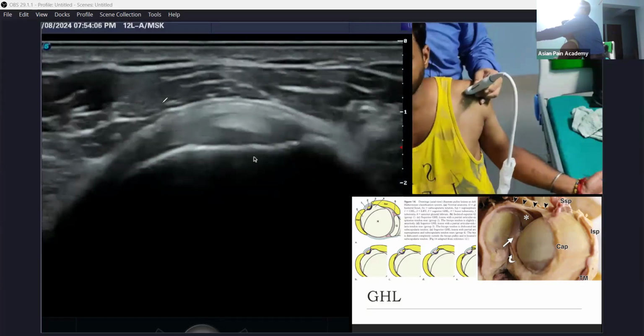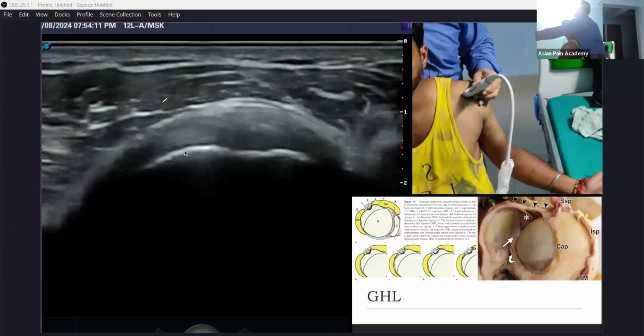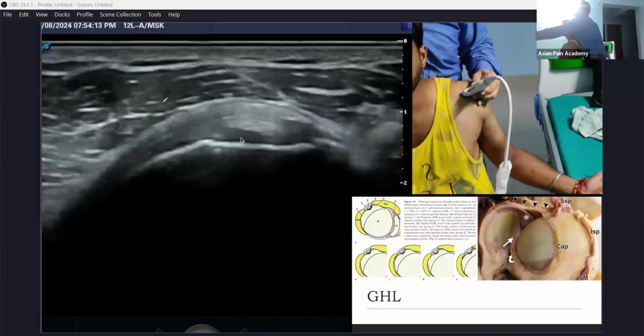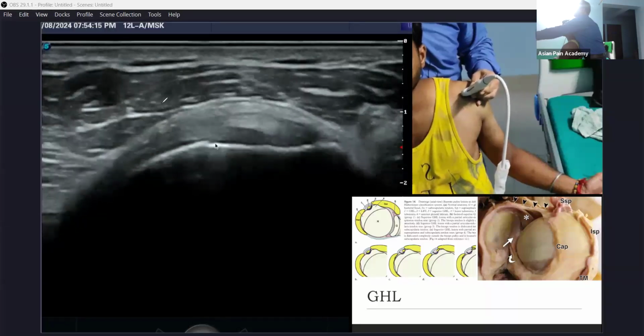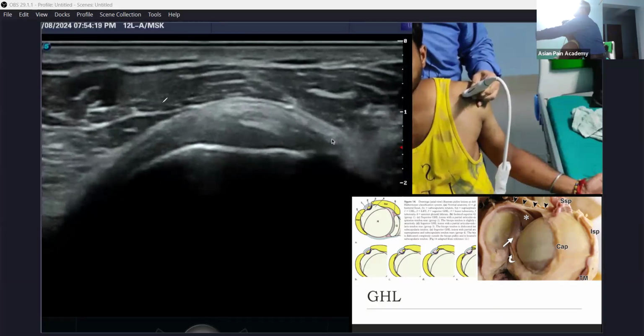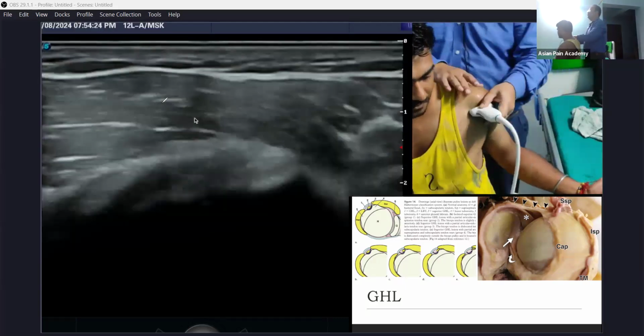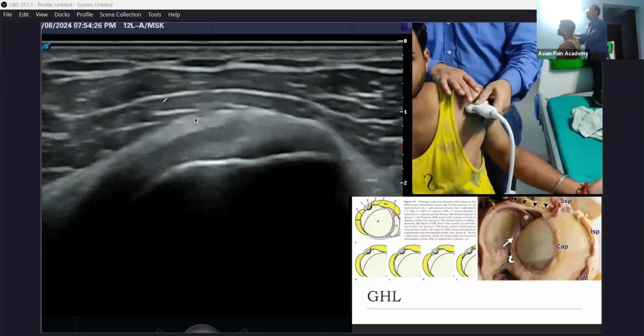So you can see, actually this one is coming and joining here. This side we cannot see, but this side is also coming and joining here. So this is the coracohumeral ligament. Okay. So the glenohumeral ligament, next day we will show by a very high frequency probe.